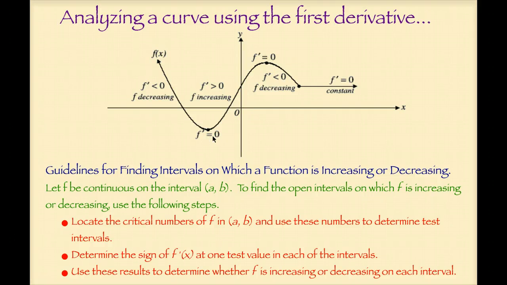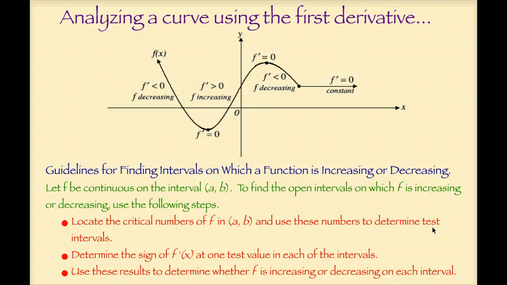But notice how these places where the first derivative equals 0 divide the graph into segments. Segments where it's decreasing or increasing or constant possibly. So those critical numbers will give us sections of the graph to examine.